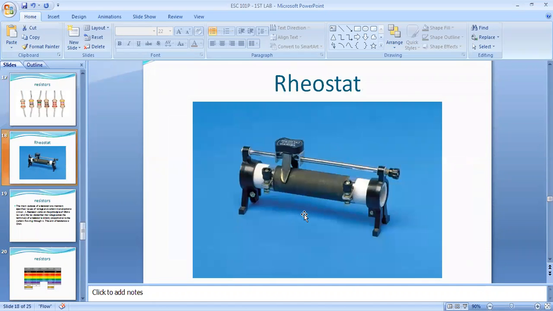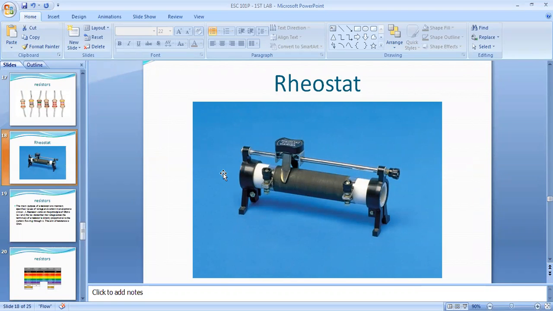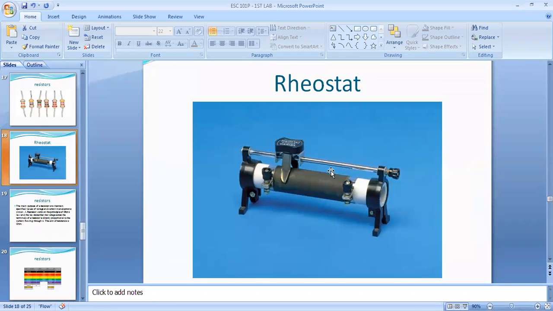On the screen, you can also see one instrument. The name of the instrument is rheostat. The instrument looks very heavy and very different, but it is nothing but also a resistance. This is also a resistance, and this is also a resistance. This instrument is called a rheostat. We also call it a variable resistance.